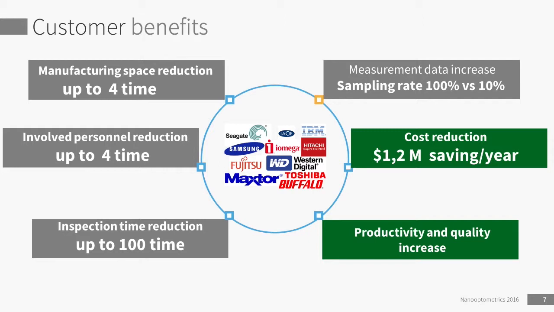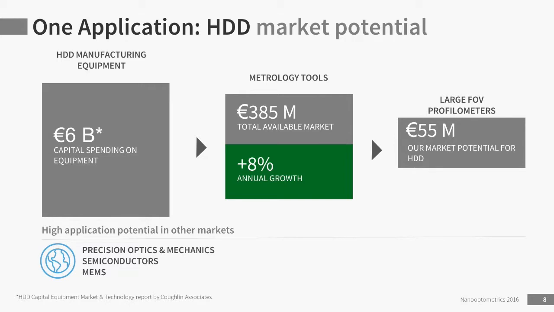When we're talking especially about the HDD market, and let me say that it's not the only market, it's one niche market, the total expenditure for equipment is more than 6 billion a year, and more than 5% of it, almost 400 million, will be spent on metrology equipment. Important for them, large field of view profilometers, 55 million a year. Other fields of application are precision optics and mechanics, semiconductors, and the most promising, most growing market, MEMS, microelectromechanical systems.